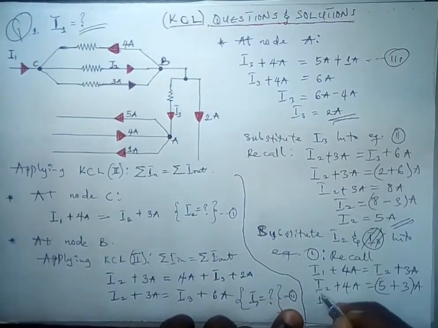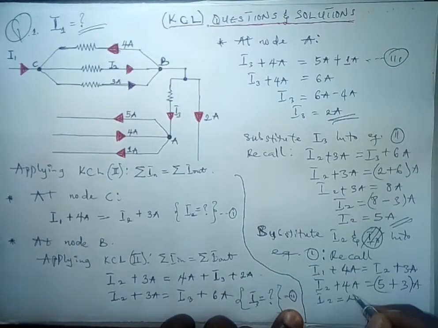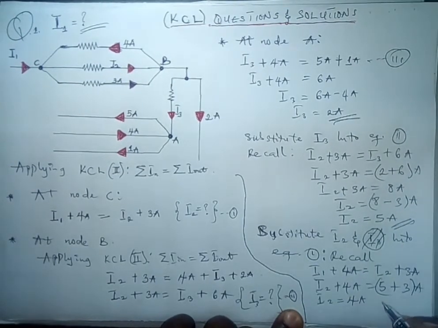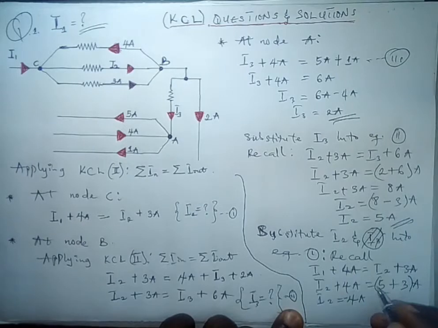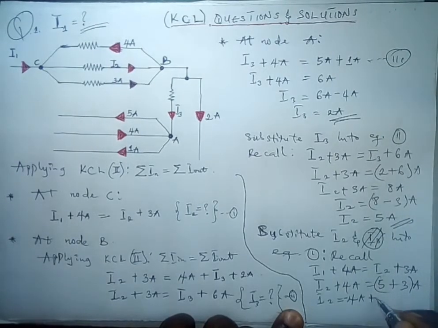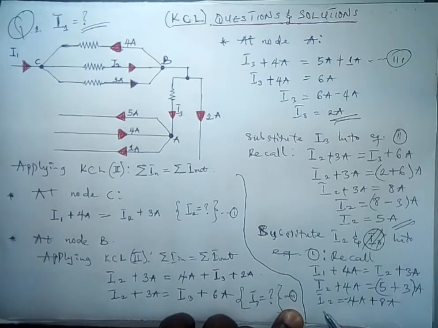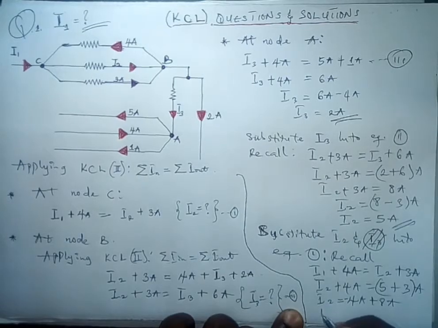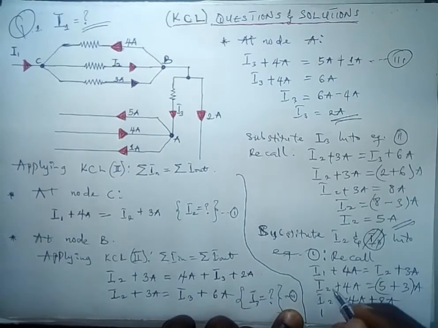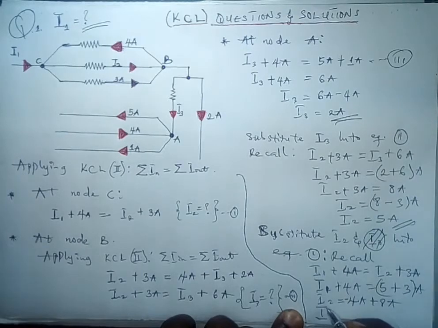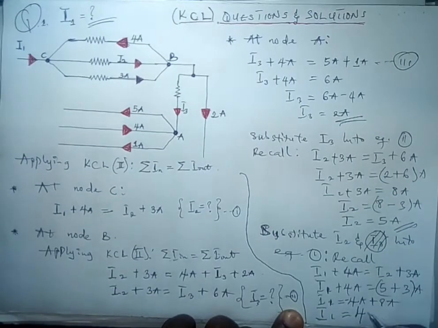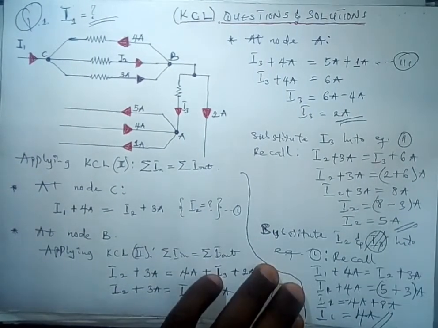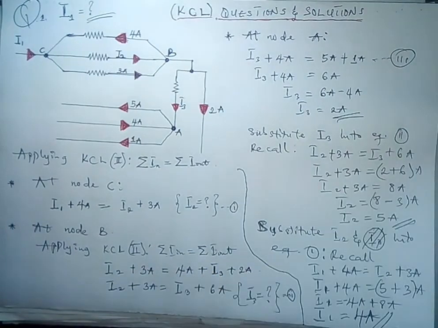So what do we have here from here now? It's going to be negative 4 ampere because we have transferred it already automatically. And this one is going to be positive 8 ampere. So by the time we do negative 4 plus 8 ampere, that will give us the value of our I1. So our I1 is going to give us 4 ampere. So that's the value of our answer, 4 ampere. I hope that is well taken.